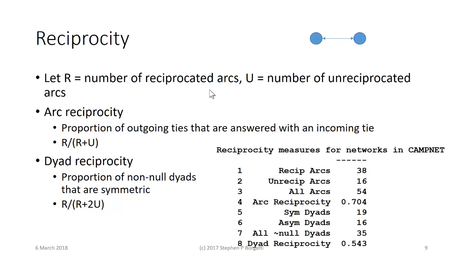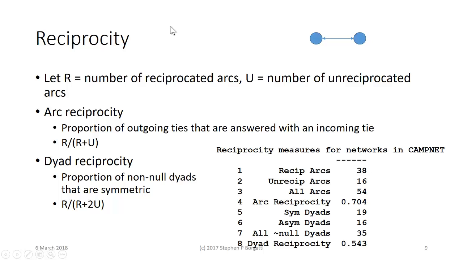Reciprocity. Well, reciprocity is just how often directed ties are reciprocated. So this particular directed tie here, maybe it's friendship nominations, is reciprocated, which is nice. A likes B, and B says that they like A.